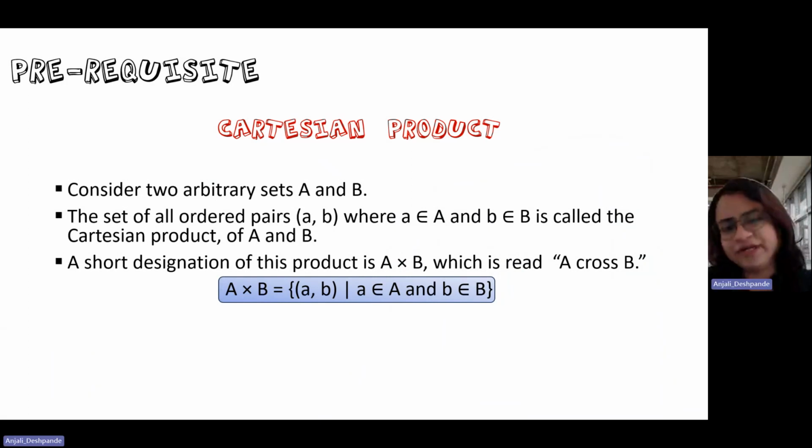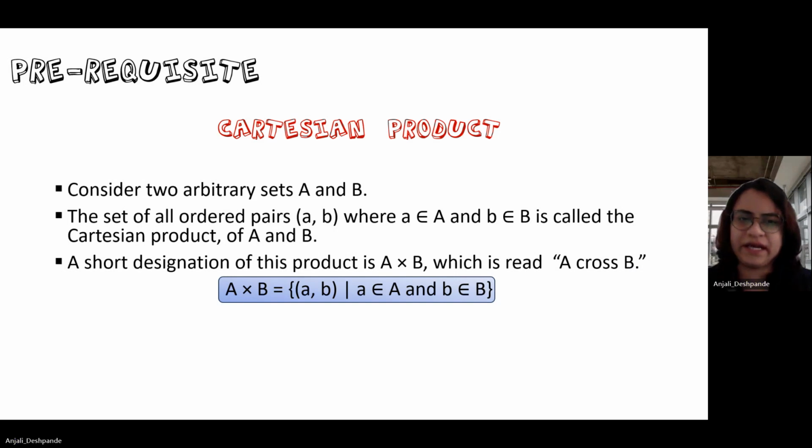Consider any two arbitrary sets A and B. Then the set of all ordered pairs (a, b), wherein a is an element of set A and b is an element of set B, is called the Cartesian product of the sets A and B. The notation of this Cartesian product is a cross between these two sets, and it is read as A cross B. The elements in A cross B are the tuples (a, b), wherein a is from set A and b is from set B.